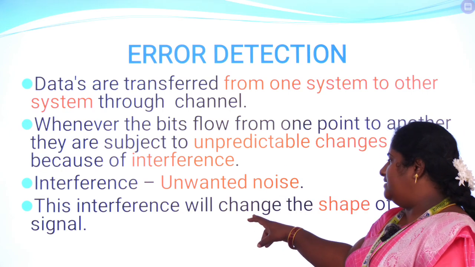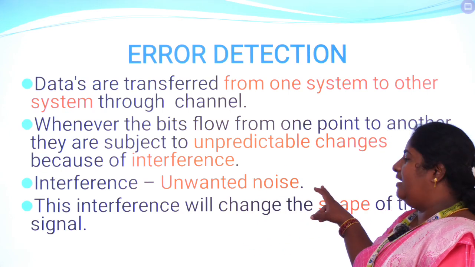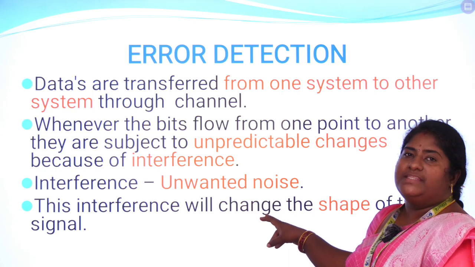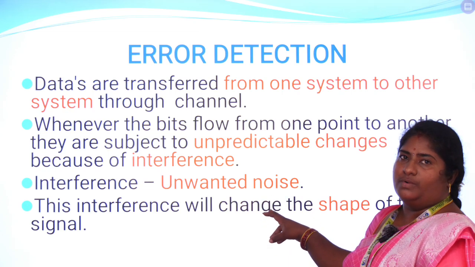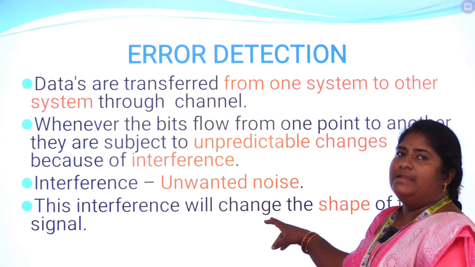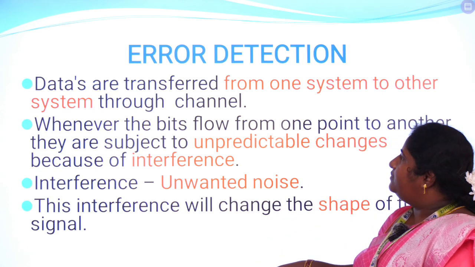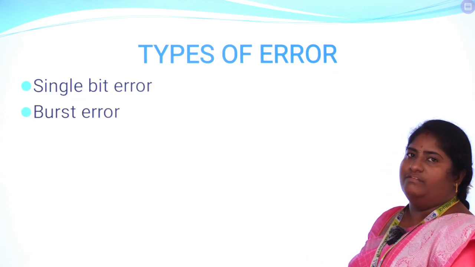This interference will change the shape of the signals, which means the signals can be converted from 1 to 0 or from 0 to 1. These changes are called errors. So we are going to use an error detection technique to solve this.